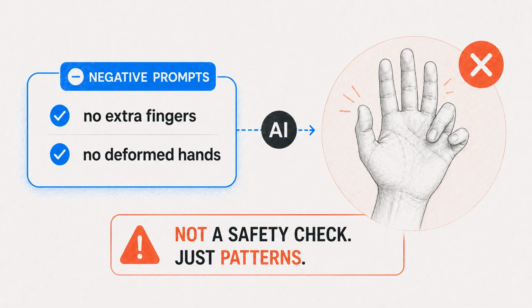Some people try to fix hands by adding negative prompts like no extra fingers or no deformed hands. This can help sometimes, but it does not guarantee a perfect result. The model is still generating an image from learned patterns, not running a hand safety checklist at the end.